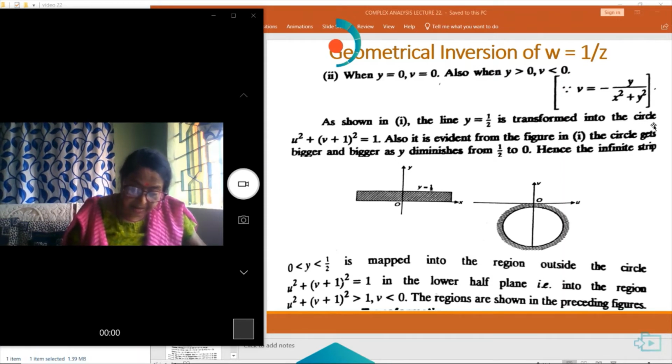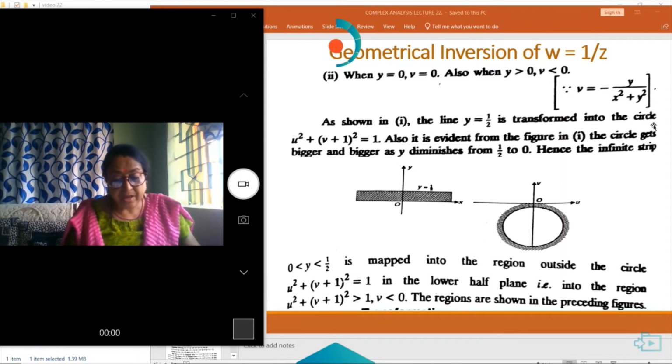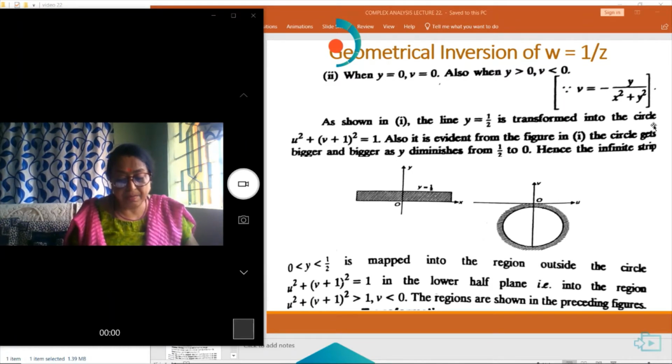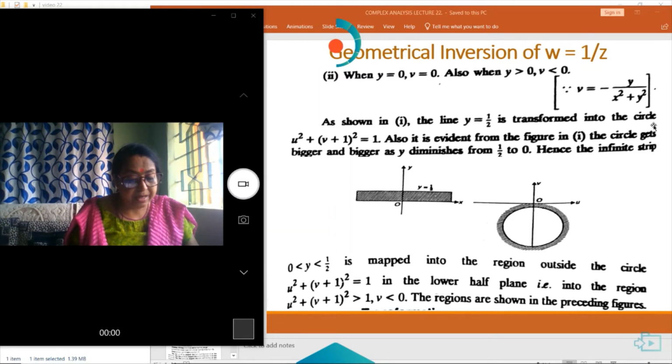Hence, the infinite strip when y lies between 0 and half is mapped into the region outside the circle u squared plus (v plus 1) whole squared is equal to 1 in the lower half plane, that is, into the region u squared plus (v plus 1) whole squared is greater than 1 when v is less than 0. The regions are shown in the figure.